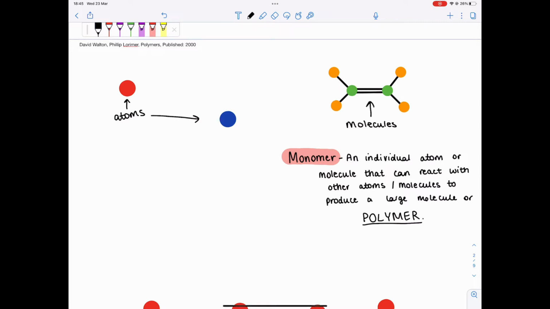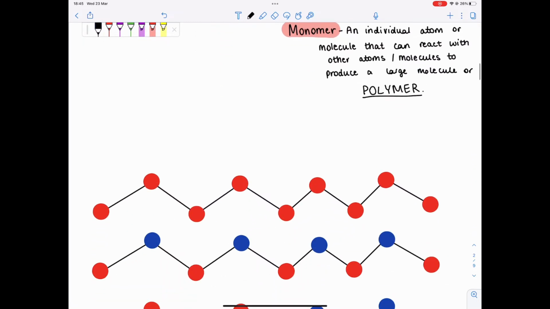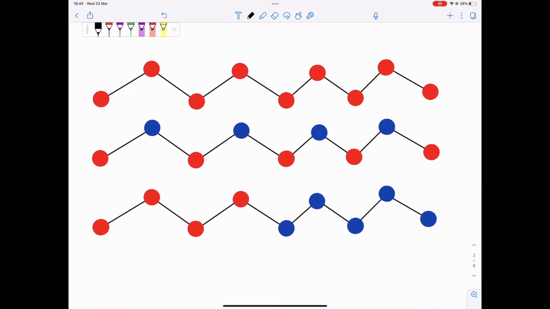These monomers and their arrangement are the key contributors to a polymer's chemical and physical properties. Monomers can be arranged in many different ways, from a single monomer chain shown here, to alternating monomers A and B, to blocks of monomer A and B.